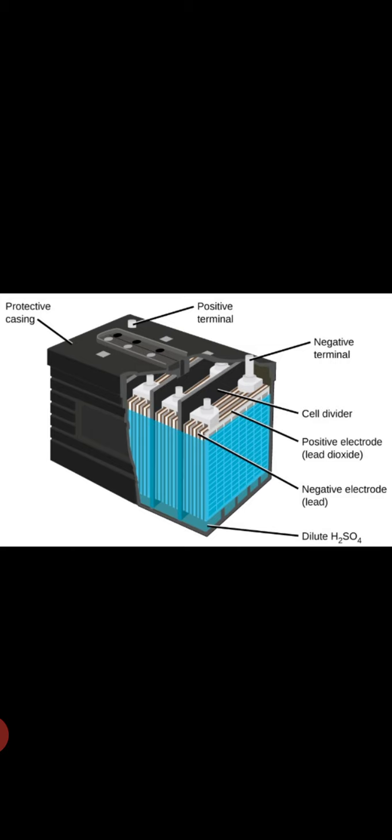Here, listen carefully, the cells which can be recharged by passing a direct current through them are called secondary cells. Got it? These are also called repeated action cells, we can say that.